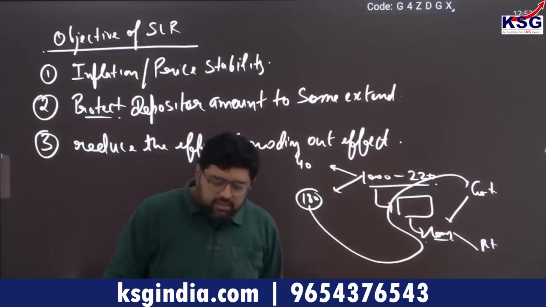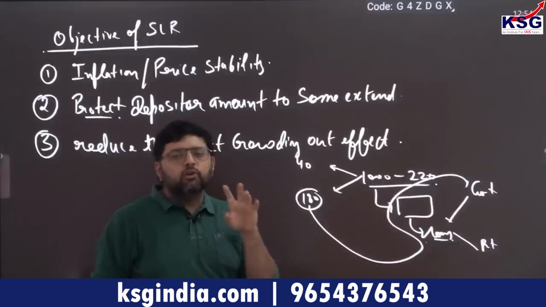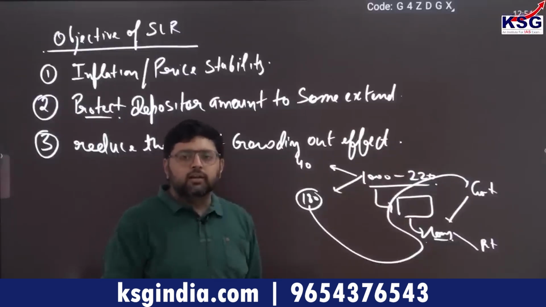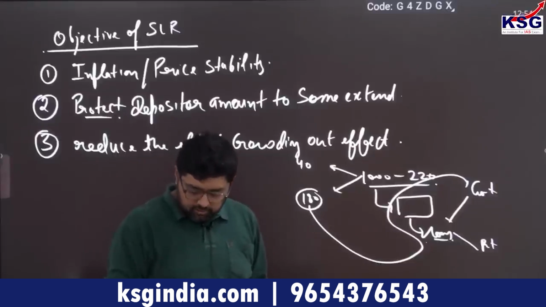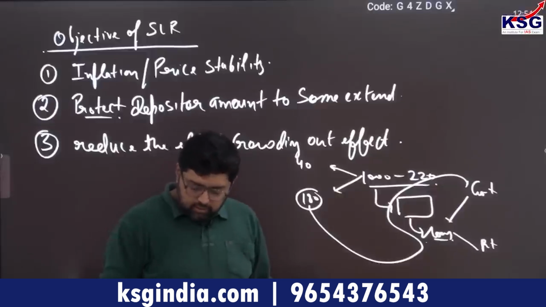One student is asking, sir, does SLR have 4 forms or 3 forms? Basically, beta, there are 4 forms, but here I have talked only about 3 forms. The 4th form I will talk about later, when I introduce some concept. But for the time being, remember 3 forms.